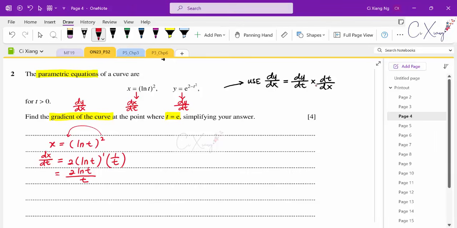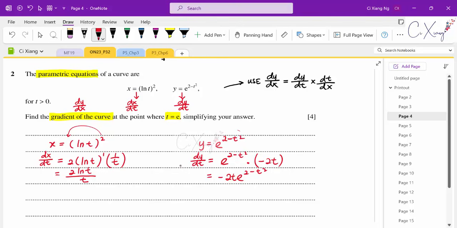Then let us continue with the second equation. So I'm having y equals e power 2 minus t squared. Again, I can find the differentiation of y with respect to t, so dy dt. When I'm having a function e, the differentiation is you copy back the original thing, then you differentiate the power. When you differentiate the power, differentiate a 2, you get a 0. Differentiate negative t squared, you're having negative 2t. So if you rephrase it, you're having negative 2t, then e power 2 minus t squared.